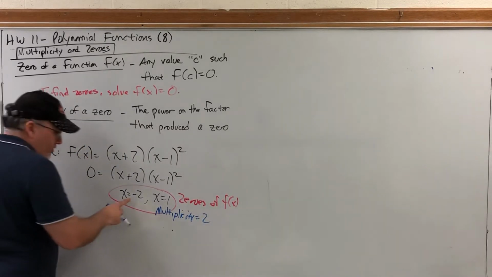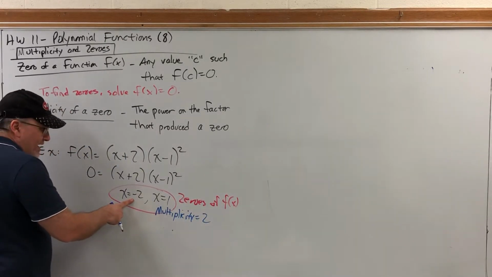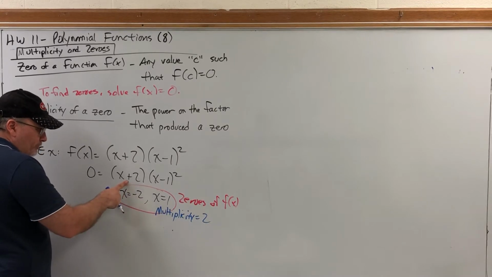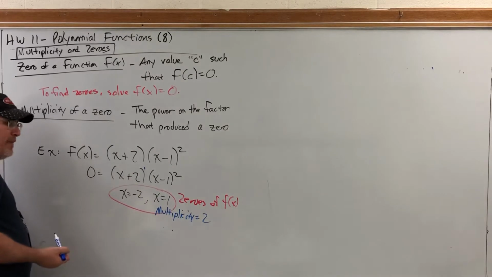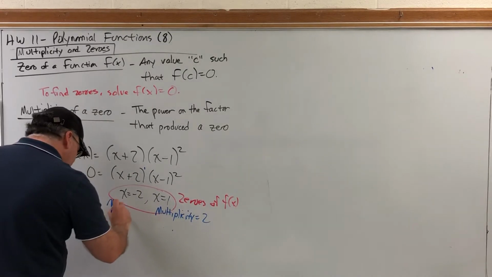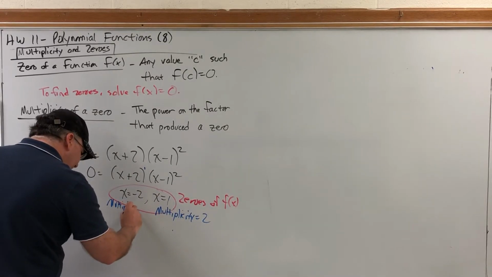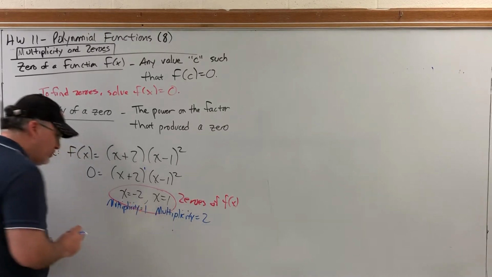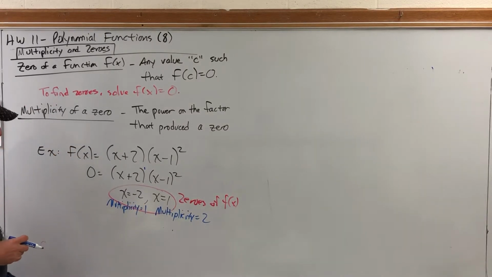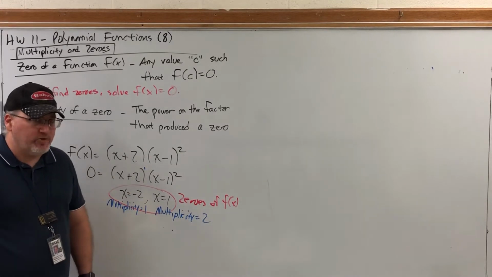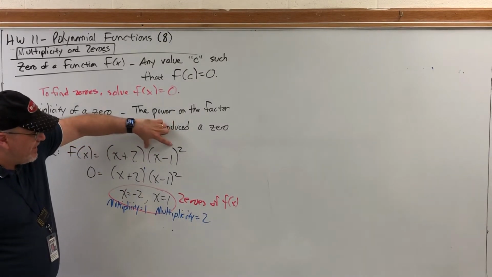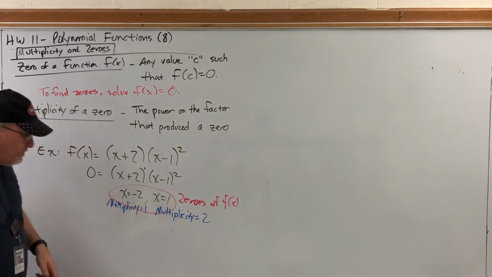For the other zero, x equals negative 2, that came from the factor of x plus 2. There was not a power explicitly listed, so it's an implied power of 1. So the multiplicity of x equals negative 2 is 1. Think of it this way. Multiplicity is just counting how many times the factor is represented. This 2 means that the x minus 1 would be represented twice.